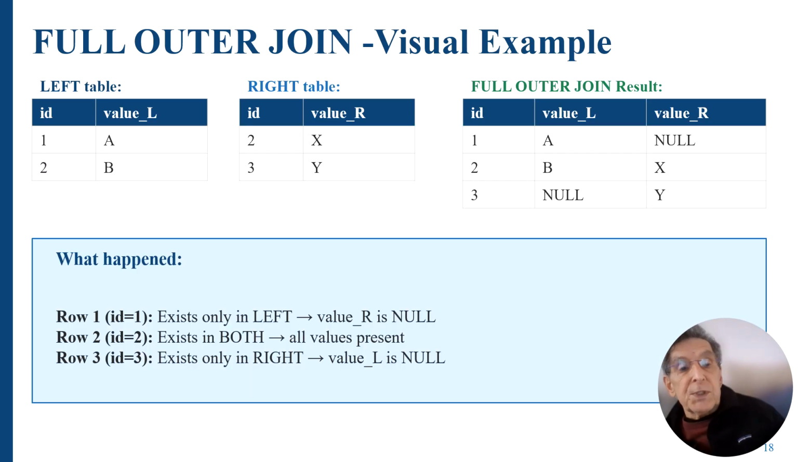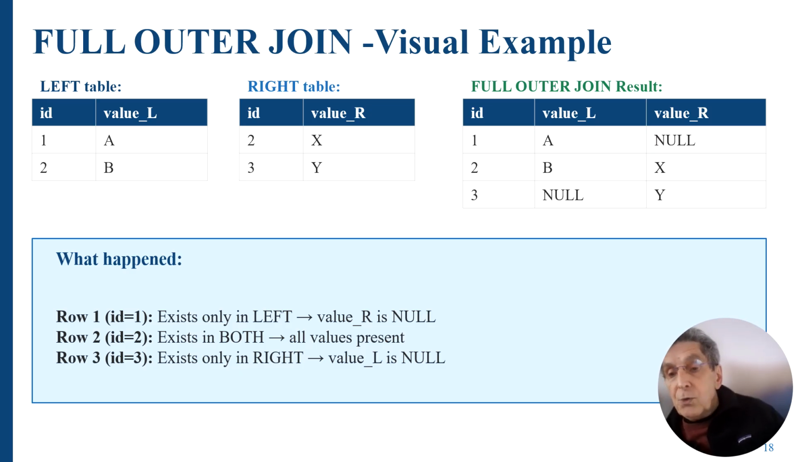So let's try a specific example. Let's trace through a full outer join with some very simple data. The left table has IDs 1 and 2 with values A and B. See that? The right table has IDs 2 and 3 with values X and Y. ID 2 exists in both of these tables. IDs 1 and 3 exist in only one of the tables.